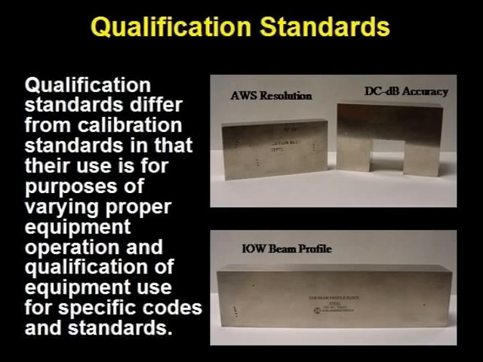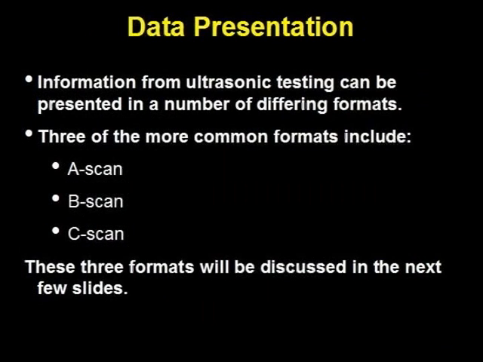There are many codes regulating the use of ultrasonic inspection. These codes often specify the calibration standards and the methods to be used for inspection. This slide illustrates just a few of these standards. The data from ultrasonic inspection can be presented in many different forms. We have already mentioned two of these forms, but we'll discuss them in a little more detail.